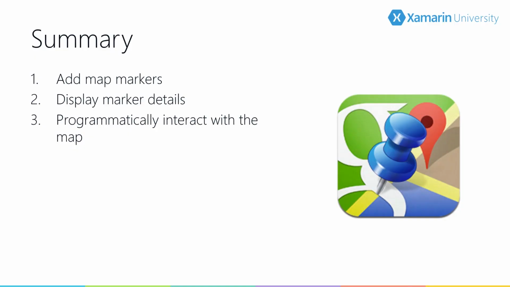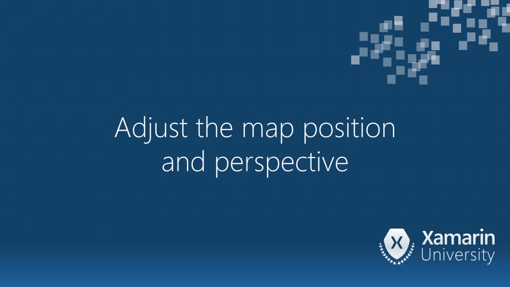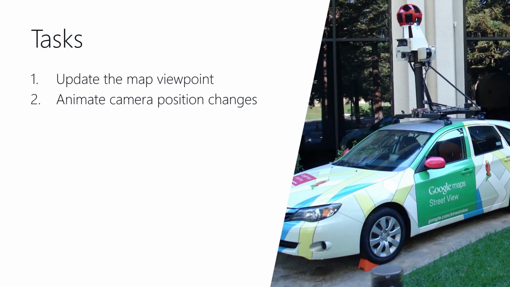We've now seen how to add and work with map markers on our map. Now that we've seen how to create and display the map, let's see how to reposition it using the built-in camera APIs. So we'll talk about how to change the camera position, either through a direct movement or through an animation.